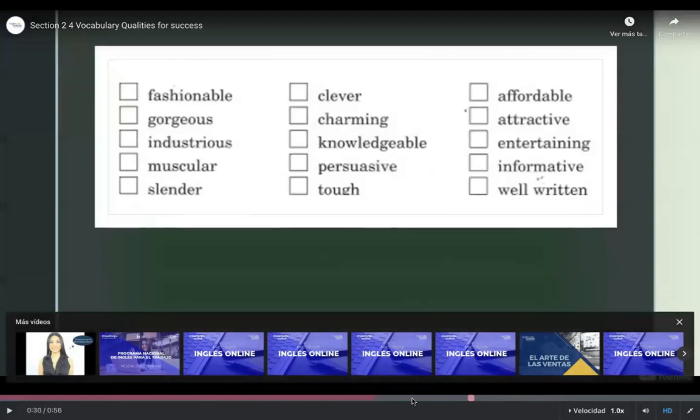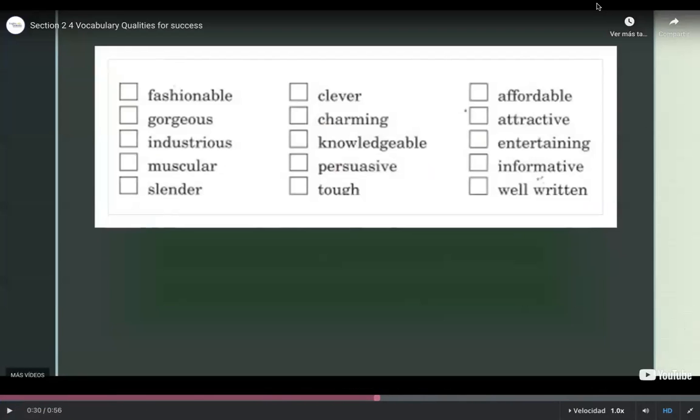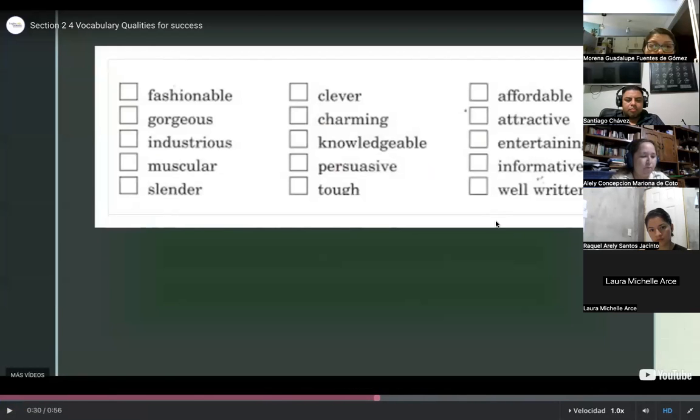Okay, let's take a look. We have many vocabularies to describe successful people, right? Many times people say, "Uy, that person is clever," or "the person is knowledgeable," like for computers, right? Or people that are like models. He is gorgeous, right? Captain America. Uy, he is muscular, right? These are different adjectives to describe people. Do you understand all of the adjectives that are there?